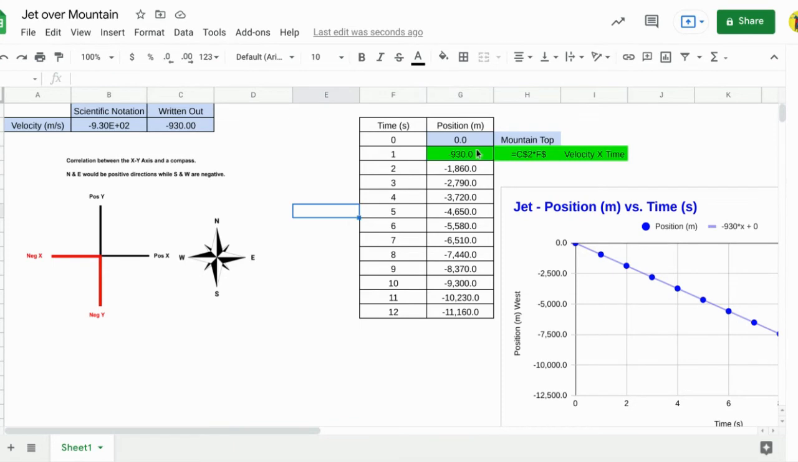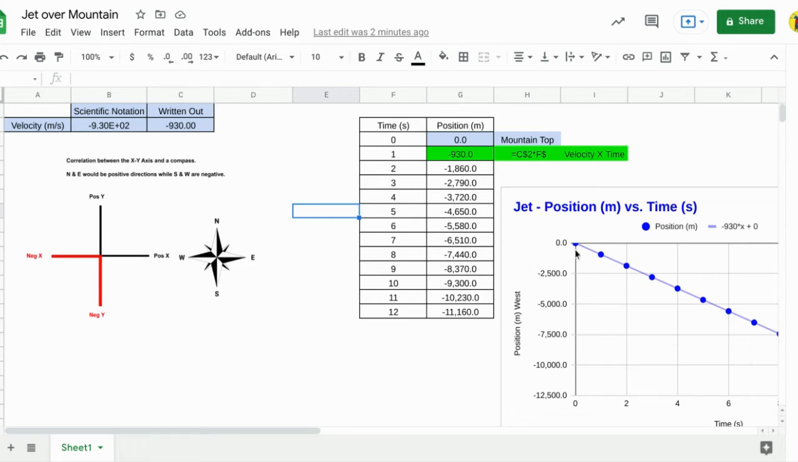Okay, so the equation to figure out displacement or change in position is velocity times time. The velocity of the plane is 930 meters per second in the negative direction, and the time change is 0, 1, 2, 3, up to 12 seconds. So I'm just going to be doing that velocity times those time values to figure out where the jet is in relation to the starting point, which is the mountaintop. It starts at the mountaintop and it flies south away from it. In the first second, it's traveled 930 meters south. In the next second, another 930, and so on.